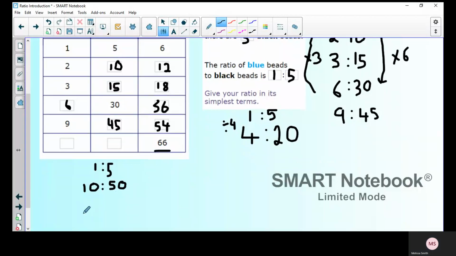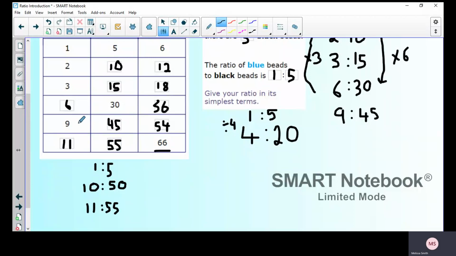So let's try another one. Trial and error. How about 11? Because I know I'm close, so I don't want to go too far ahead, choose too many blue beads. 1 times 11 is 11. 5 times 11 is 55. 55 add 11. 55 add 10 and add the 1 is 66. So I've found my ratio.